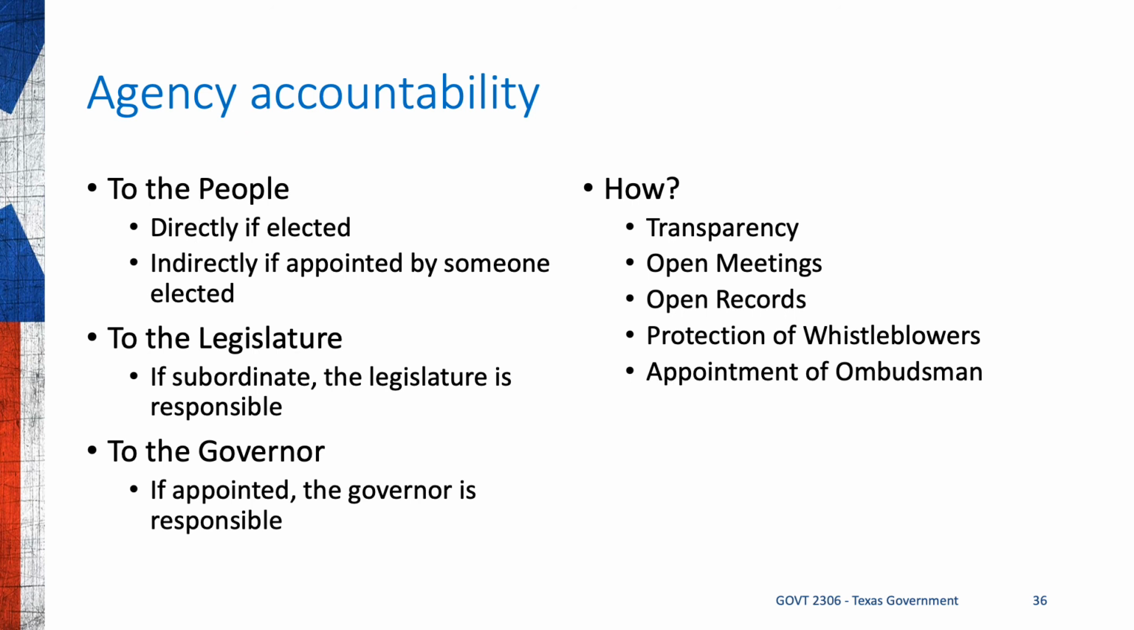And how is this accountability maintained? Through transparency, like we talked about: open meetings that are public, not meetings that are secretly called or called with nobody told that they were going to happen. Open records, so you can review the records of different agencies. Protection of whistleblowers, which we talked about, so if somebody in the agency or outside of the agency reports some wrongdoing by the agency, that person can't be retaliated against. And then finally, the appointment of an ombudsman, a neutral third party who will look at and take complaints about that agency, so the agency is not left to just police themselves.